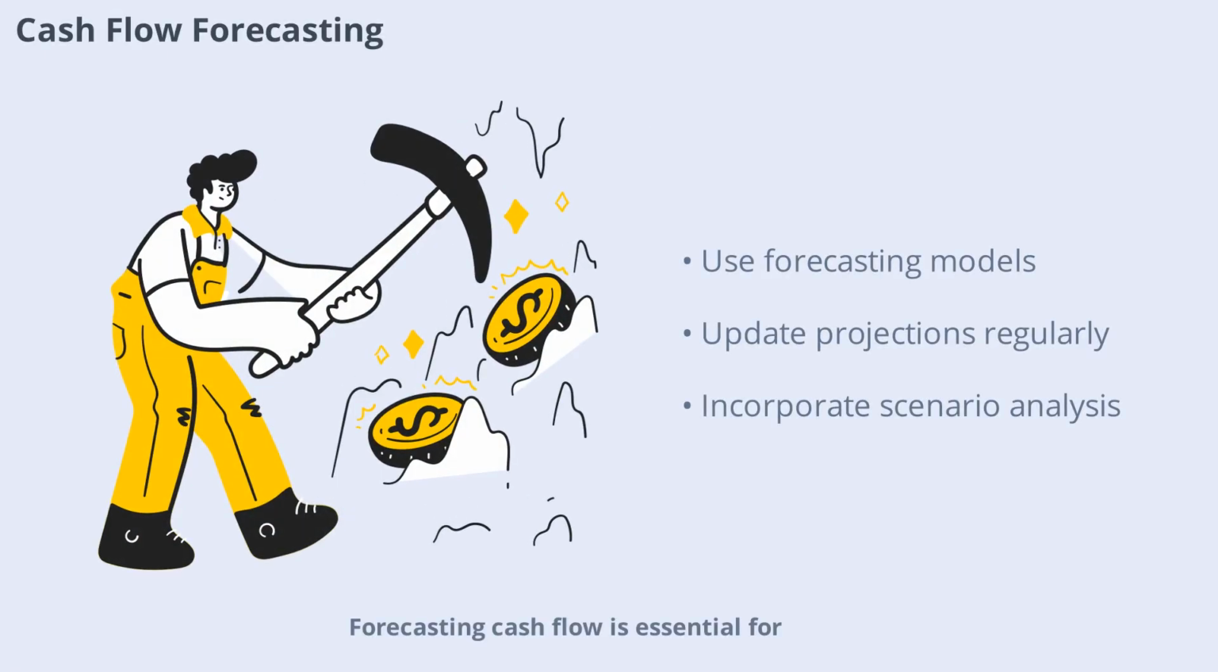Forecasting cash flow is essential for anticipating financial needs and avoiding liquidity problems. In international business, this involves accounting for currency fluctuations, payment delays, and cross-border transactions. Companies should use robust forecasting models, update projections regularly, and incorporate scenario analysis. Accurate cash flow forecasting enables better decision-making and reduces the risk of financial shortfall.